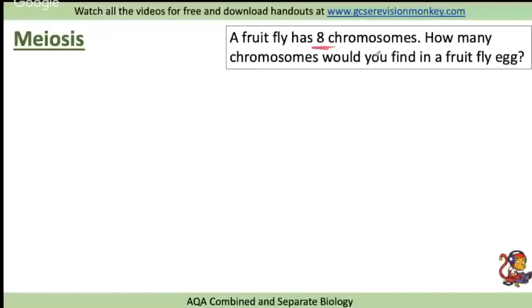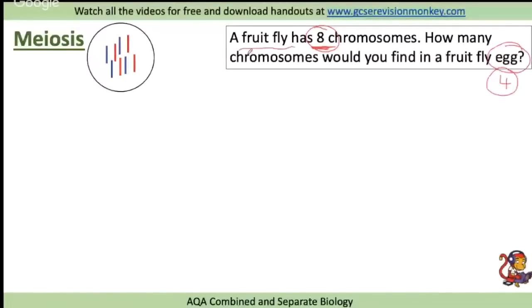Well, it's exactly the same principle. If it's got 8 to start off with, in the egg there'll be 4, because there's half the number of chromosomes in the gametes. So let's look at what meiosis is with this example of a fruit fly, because it's easier to draw 8 chromosomes than it is to draw 46. So let's look at this fruit fly.